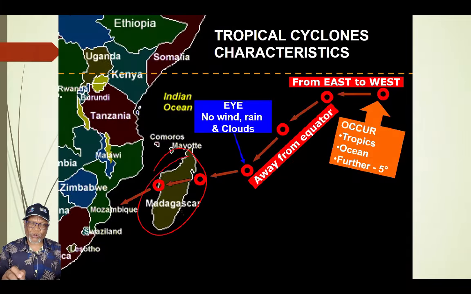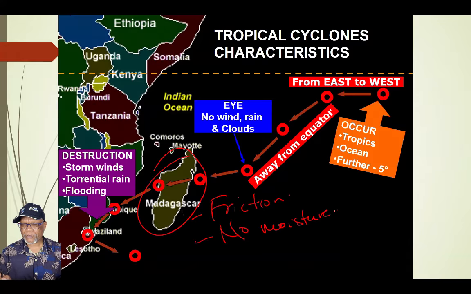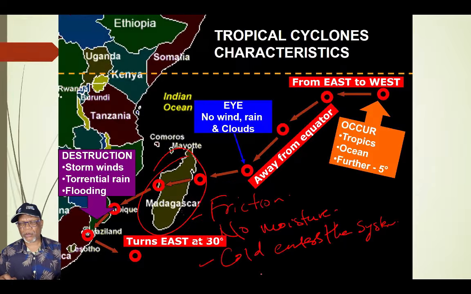And then when a tropical cyclone moves over the land, it dissipates. Why do tropical cyclones dissipate over the land? Because there is friction over the land. Friction is high, there is no moisture, and cold air enters the system. So there are less water masses as well. That is why a tropical cyclone will die over the land.